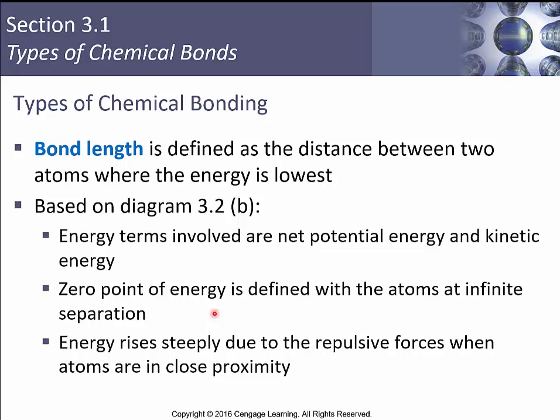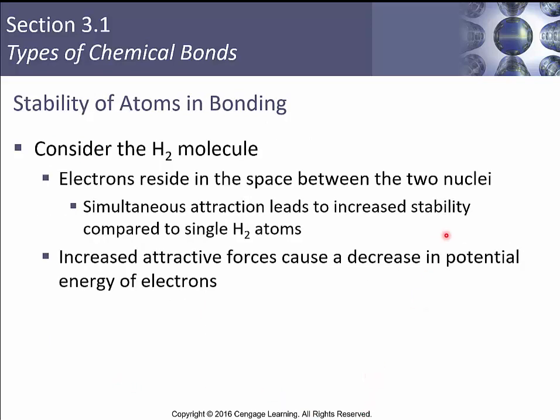Remember Coulomb's law was related to the inverse of the distance between them. The further away you move them, the less attraction they've got. Energy tends to rise steeply when you get them too close because of repulsive forces of those nuclei when the atoms are in close proximity. So if we look at our H2 molecule, our electrons are going to reside in the space between the two nuclei. So we've got simultaneous attraction that leads to increased stability compared to single hydrogen atoms. Increased attractive forces cause a decrease in the potential energy of the electrons.